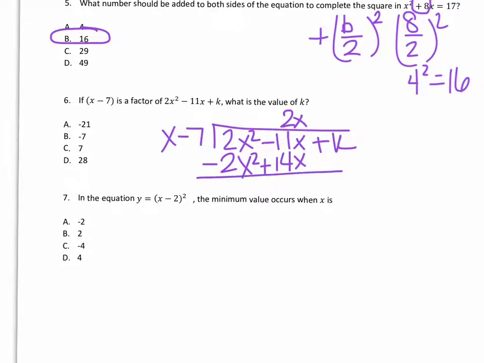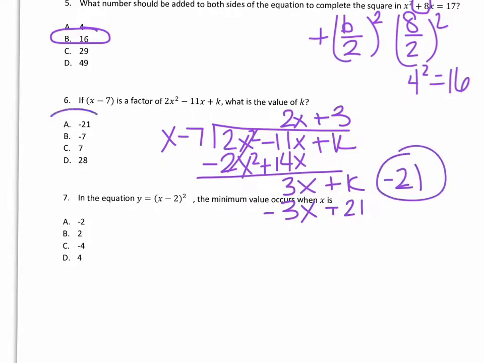Then I look at it from this view. 2x squared minus 2x squared is nothing. Then I have 3x plus k. What do I have to multiply x by to get to 3x? I have to multiply it by a 3. So 3 times x is 3x, and 3 times negative 7 is negative 21. That means k is going to have to be negative 21 for those two to cancel out.